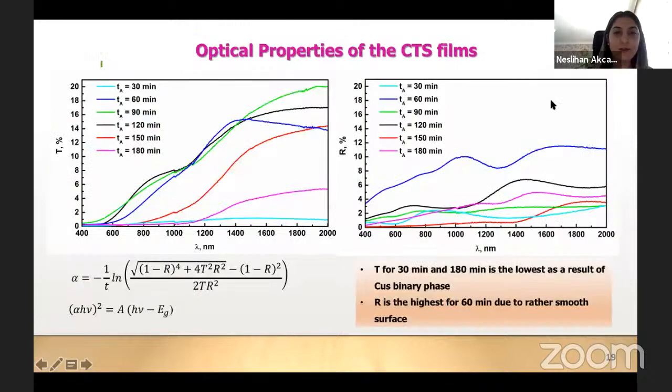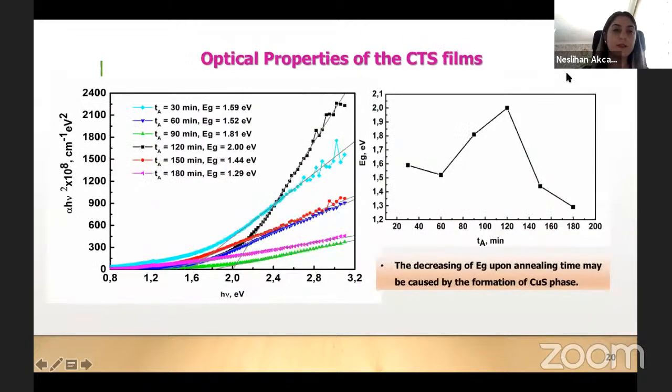Okay, it's about to finish. These are the optical properties of the films, and we calculated the absorption coefficient of the films, and R is the reflectivity of the sample annealed at 60 minutes is the highest due to the rather smooth surface, which is consistent with the SEM analysis. And also here you see the band gap values, which were calculated by using the Tauc correlation, and the results are very consistent with the literature.